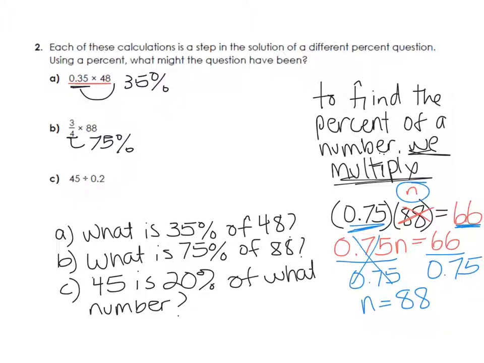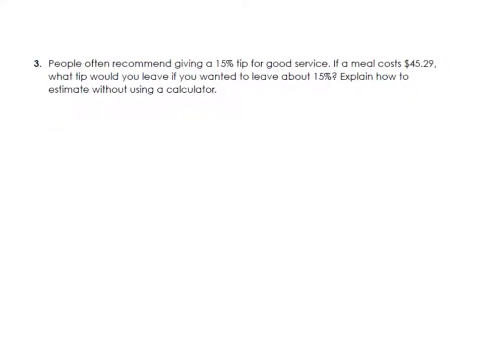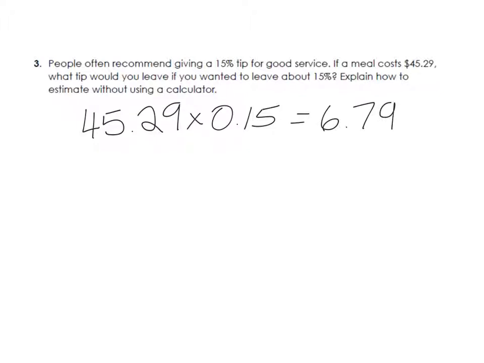Number 3, people often recommend giving a 15% tip for good service. If a meal costs $45.29, what tip would you leave if you wanted to leave about 15%? Explain how to estimate without using a calculator. So to do this with a calculator, you would simply do $45.29 times 0.15, and when you did that, you would get the answer $6.79 rounded.